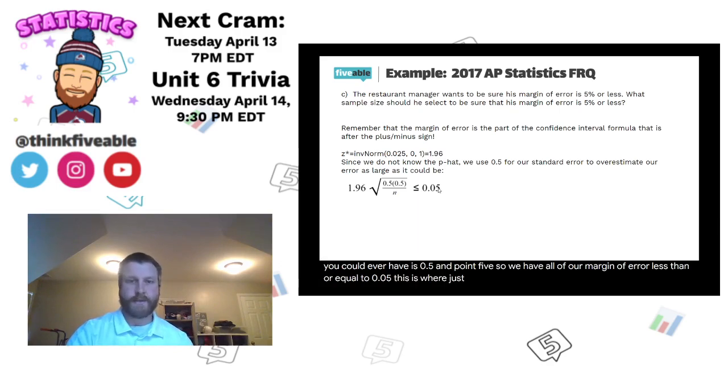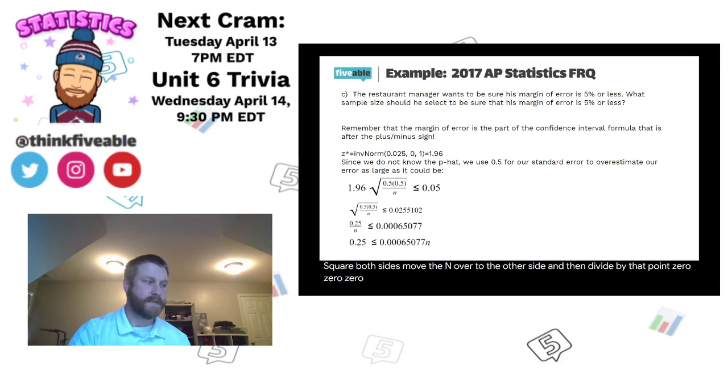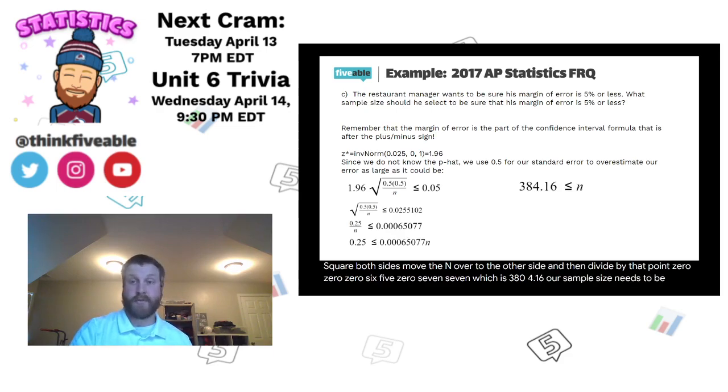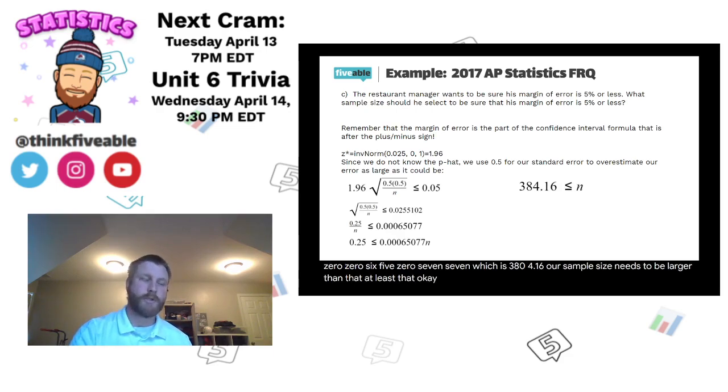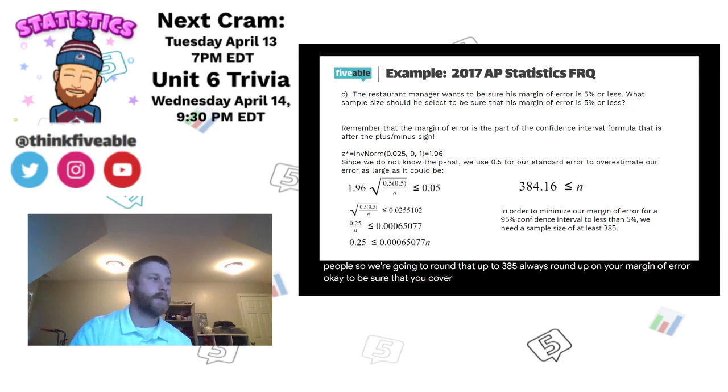This is where just basic algebra comes in. Divide both sides by 1.96, square both sides, move the n over to the other side, and then divide by 0.0006577, which is 384.16. Our sample size needs to be larger than that, at least that, okay? We can't have 384.16 people, so we're going to round that up to 385. Always round up on your margin of error to be sure that you cover it.